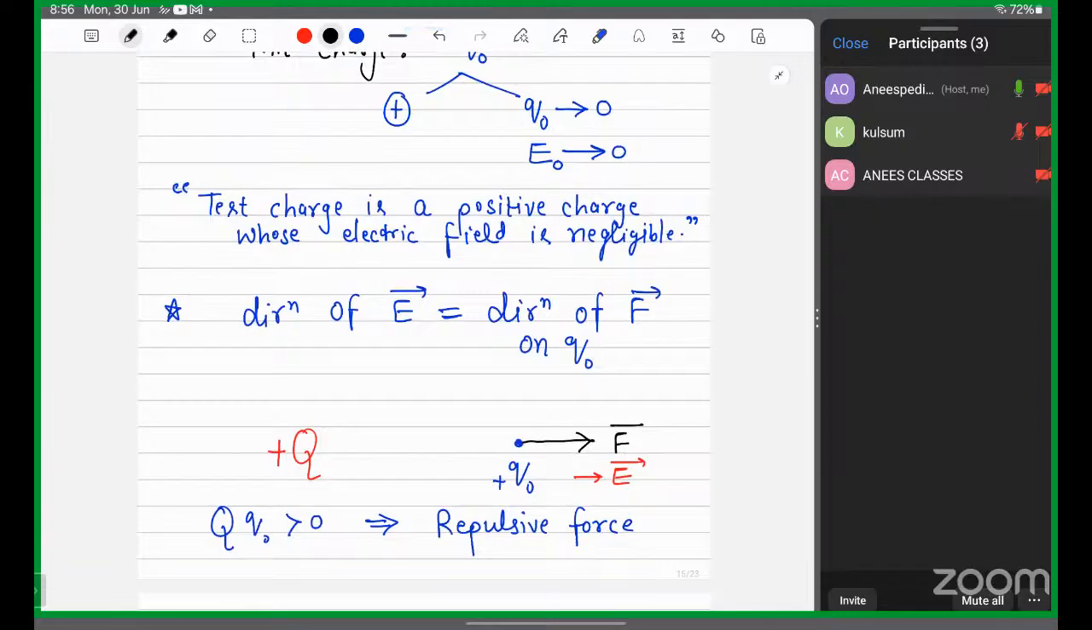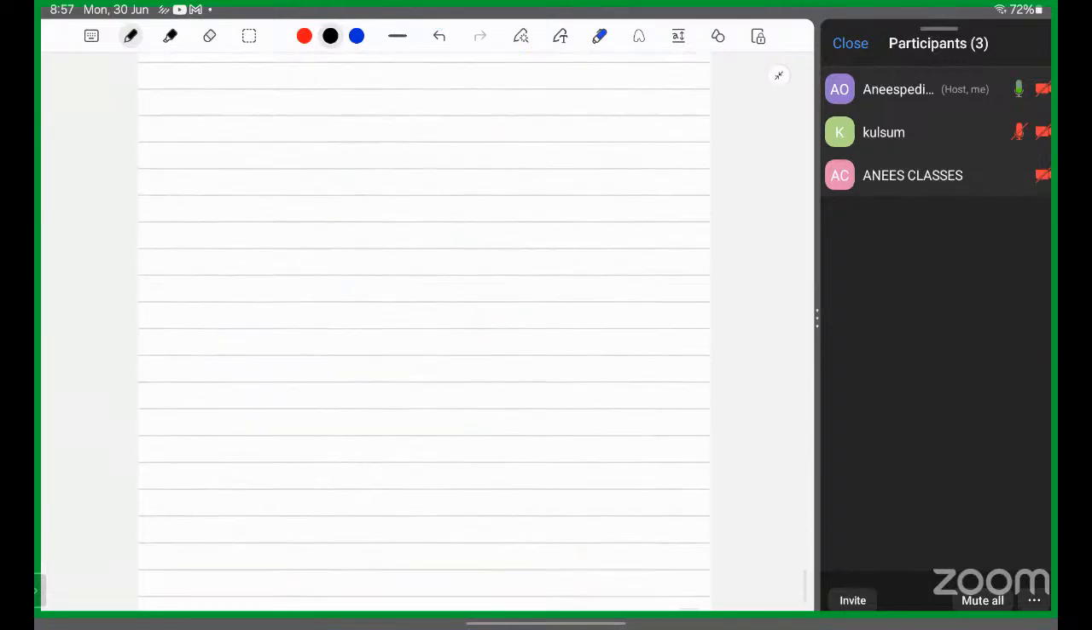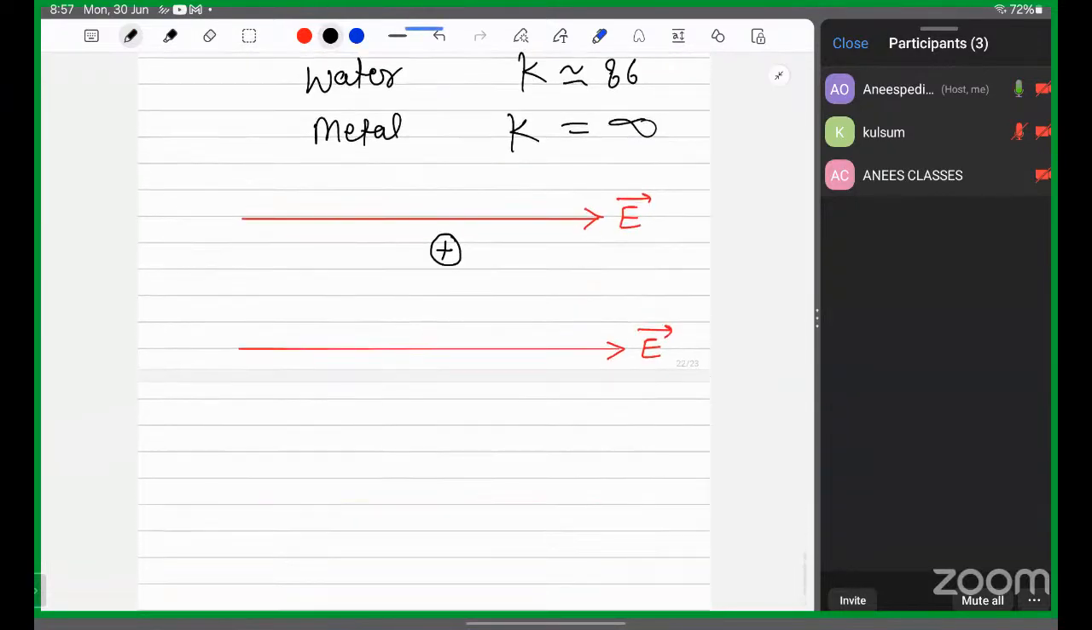Direction of electric field will be same as direction of force on test charge, and test charge is positive or negative? Positive. It means direction of force on positive charge will be same as the direction of electric field. So the question is reframed. If we have electric field E as given in the figure, and there is a positive charge in this electric field E, what will be the direction of force on positive charge?